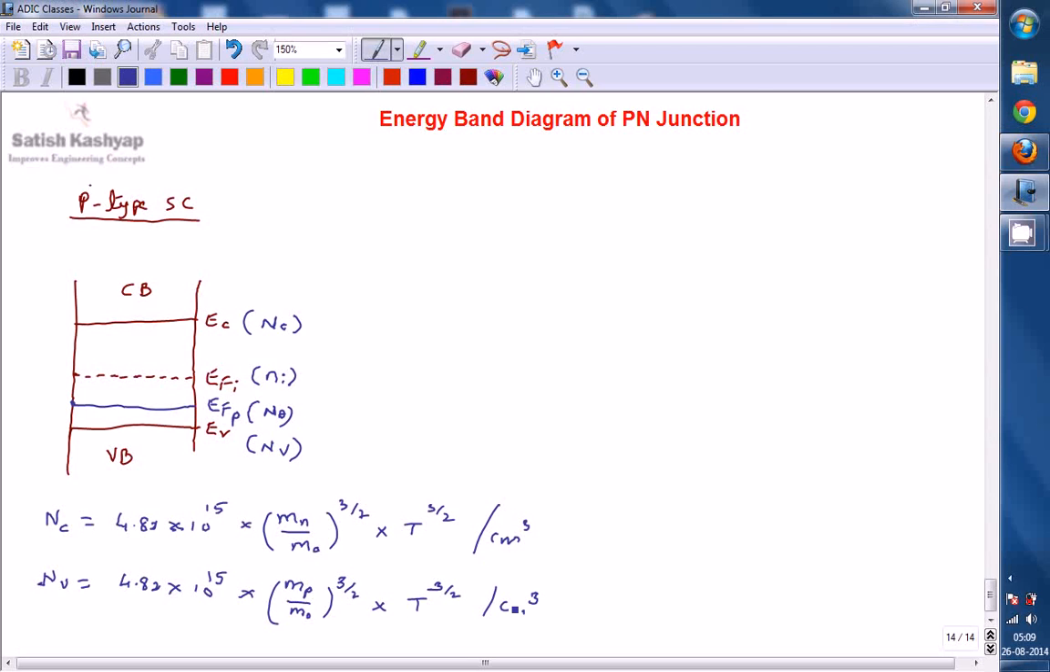And for a p-type semiconductor, we can calculate the majority carrier concentration. The majority carrier concentration of p-type is the hole concentration, the number of holes present in unit volume. Hole concentration can be calculated.